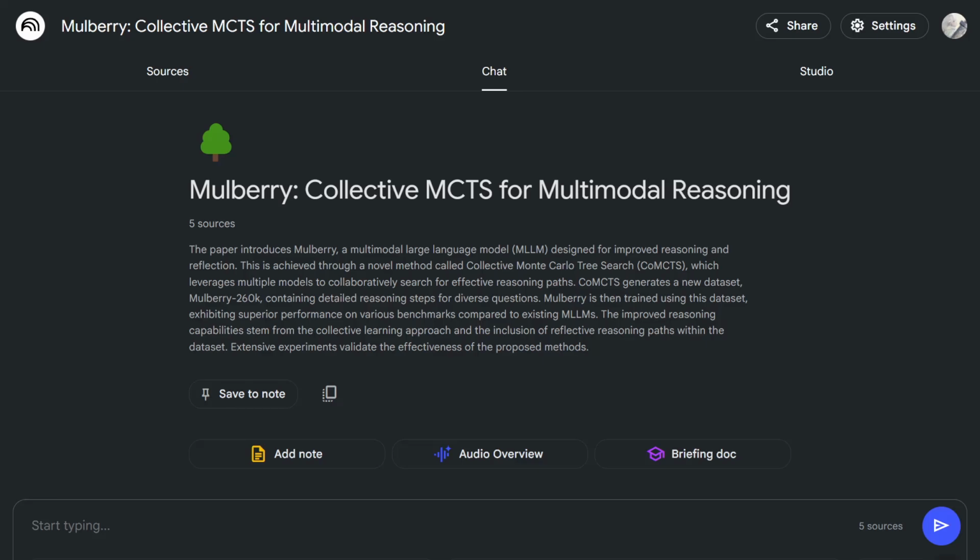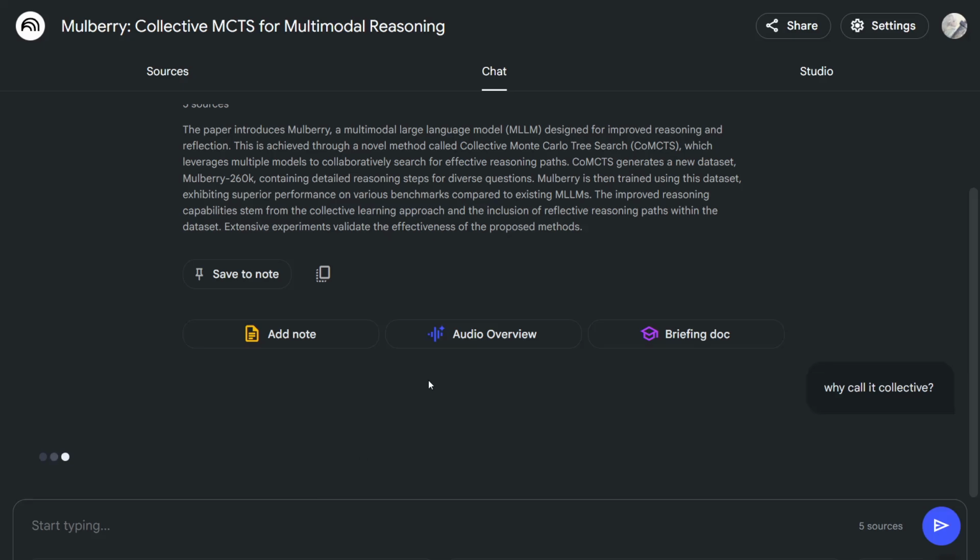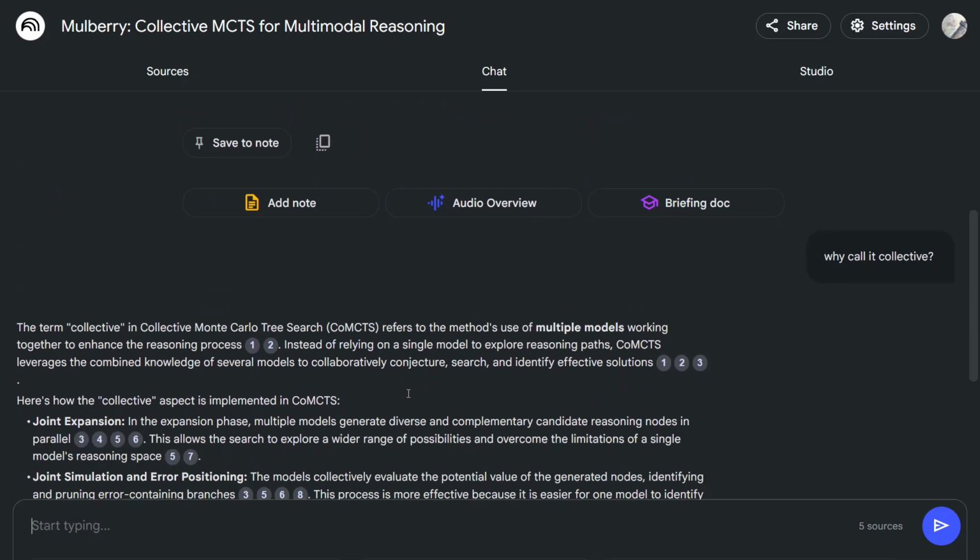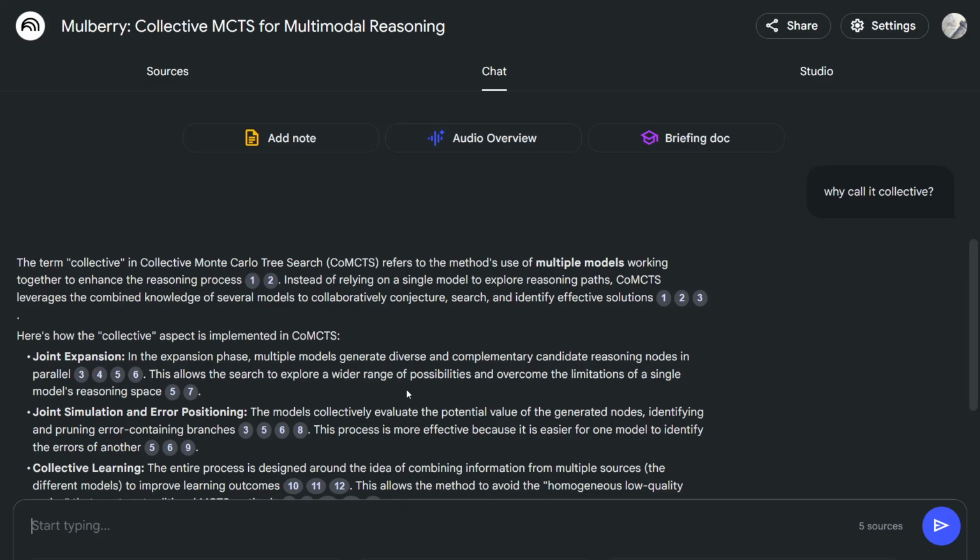That's really incredible. So, let's talk about this massive Mulberry 260K data set, 260,000 multimodal questions. That's right, text and images covering math, science, medical imaging. It's a lot of data, and all those questions are annotated with detailed reasoning trees that were generated using CoMCTS. So it's like a gold mine for training MLLMs to reason step by step.